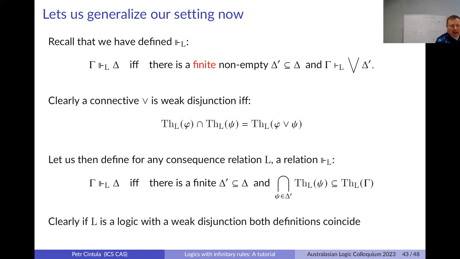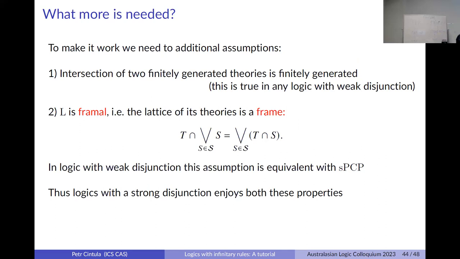Not completely, but it can be generalized in the presence of the second condition we need, which is that the lattice of theories is a frame. Not only a distributive lattice, it's a frame. It has this infinitary distributivity. And this is interesting because that's actually one of the characterizations of strong disjunction. Strong disjunction is a disjunction for which the lattice of theories is a frame. So this is one of the equivalent conditions for a disjunction to be strong. So if we have a logic with strong disjunction, it has both these properties.